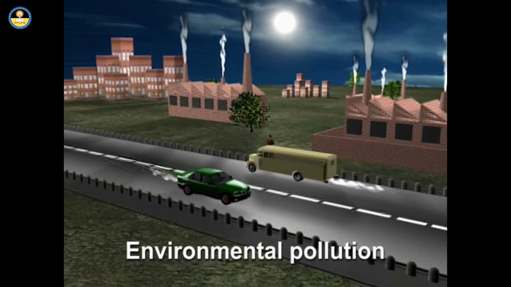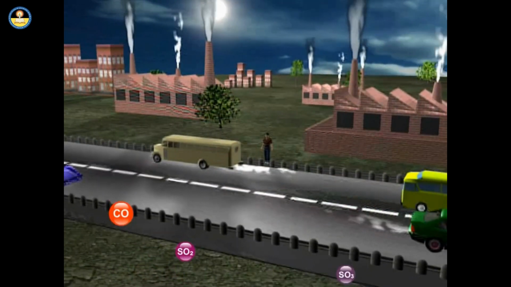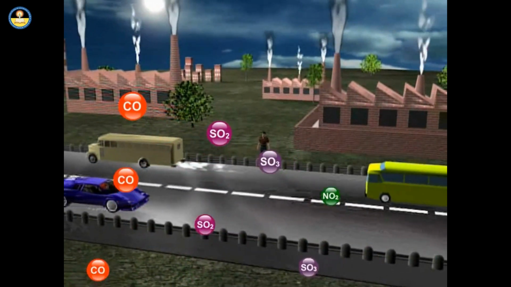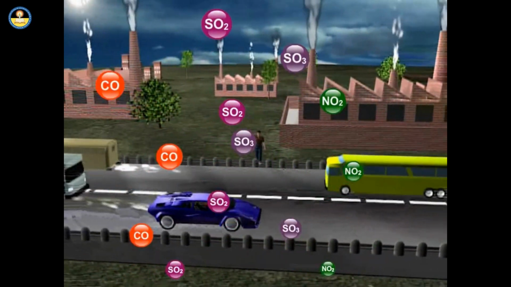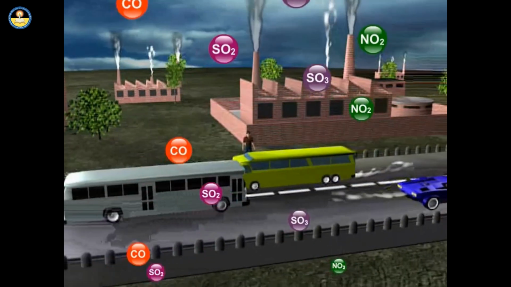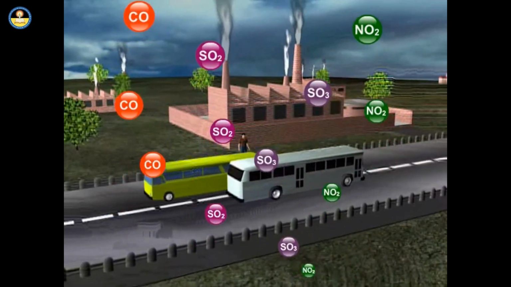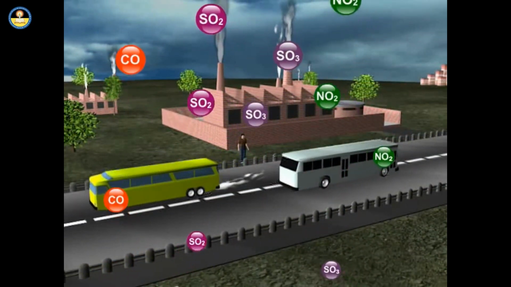Environmental pollution is due to combustion. Poisonous gases like carbon monoxide, sulfur dioxide, sulfur trioxide, and nitrogen dioxide are being released into the atmosphere due to a variety of combustion reactions taking place. They pollute the atmosphere.